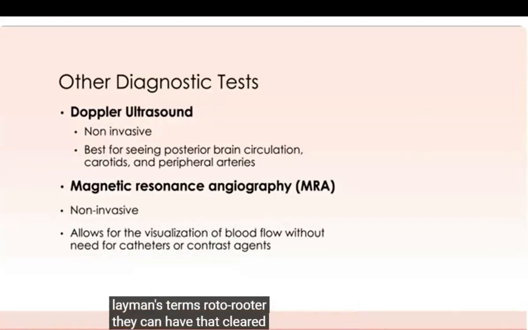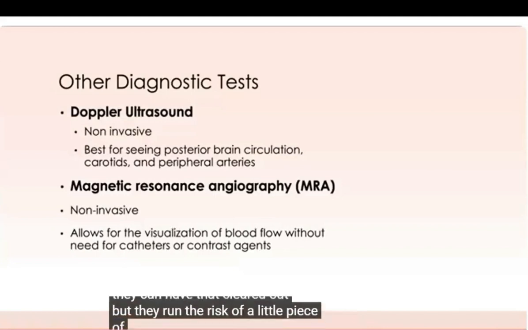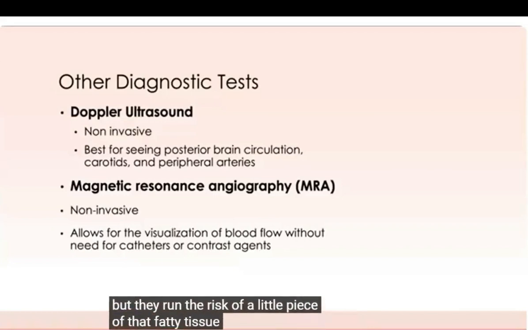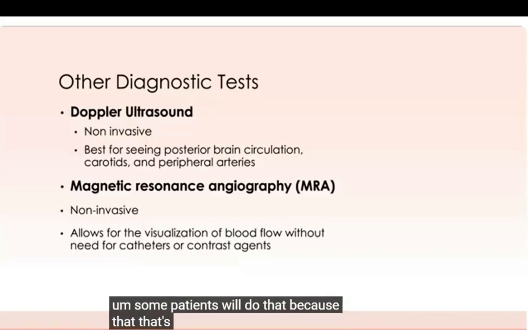These patients can opt to have what we call, layman's terms, Roto-Rooter. They can have that cleared out, but they run the risk of a little piece of that fatty tissue moving and causing a clot itself. Some patients will do that because that's less of a risk of just leaving it. So Dopplers usually are used to identify blood clots in the lower extremities, but it can just identify how good blood flow is going through and supplying the brain.